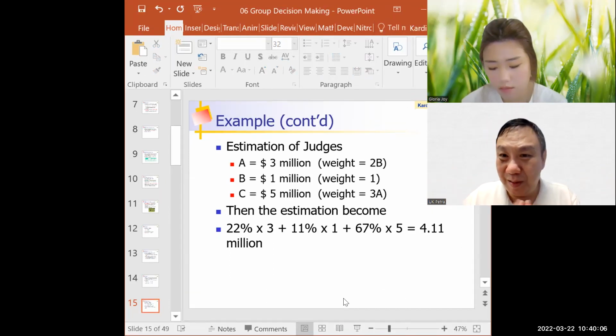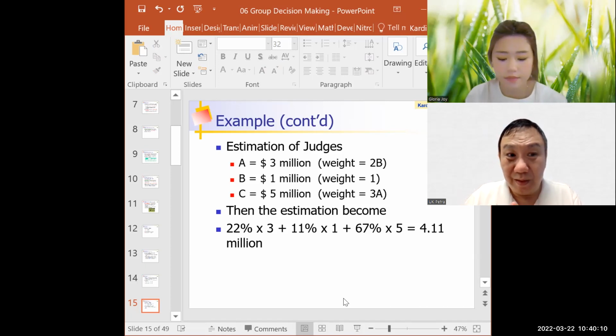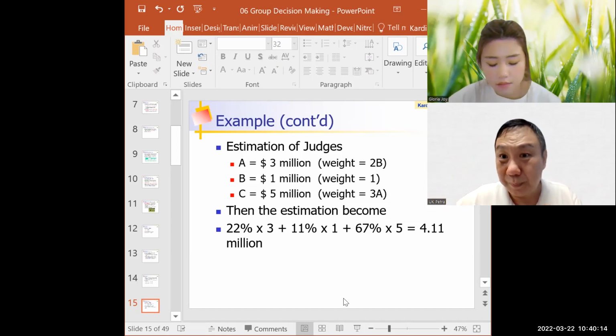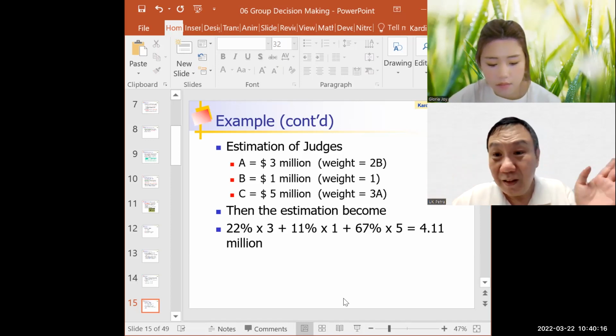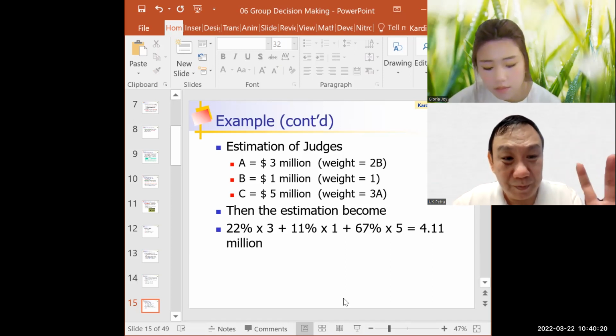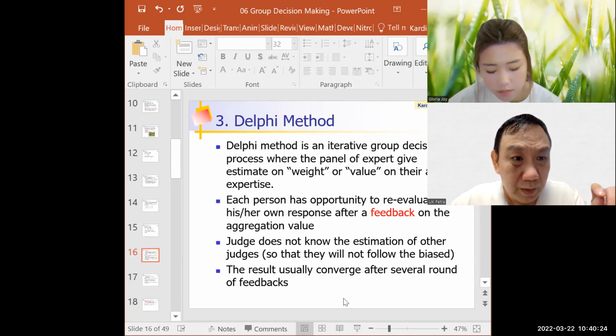Up to here, is it clear or not? So this is judging toward a certain attribute. If you want to talk about voting, we will talk about it later. So this is first about the factor and judging of a certain attribute.